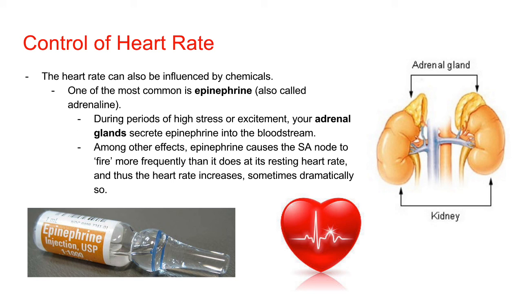The heart rate can also be influenced by chemicals. One of the most common is epinephrine, also known as adrenaline. During periods of high stress or excitement, your adrenal gland secretes epinephrine into the bloodstream. Among other effects, epinephrine causes the SA node to fire more frequently than it does at its resting heart rate, and thus the heart rate increases, sometimes dramatically so.